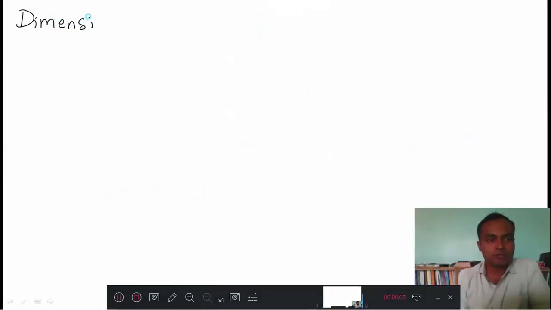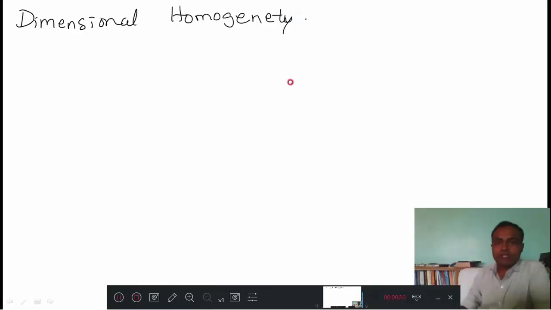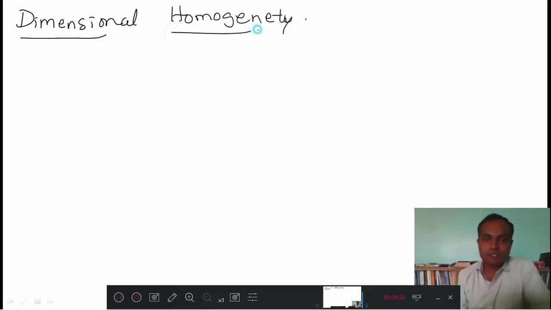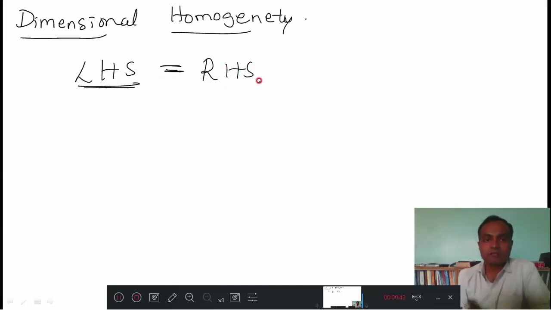Dimensional homogeneity. Okay, dimensional homogeneity. Dimensional homogeneity means it's just simple: every equation will have an LHS and RHS, right? Every equation means it will have an equal sign, and equal sign means left hand side something will be there, and right hand side something will be there. LHS and RHS will be there.